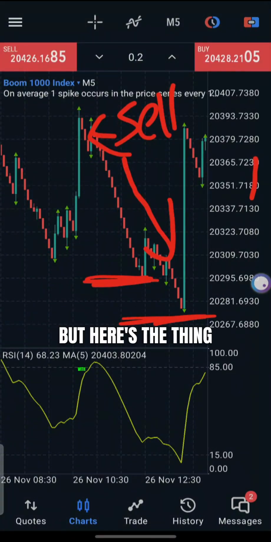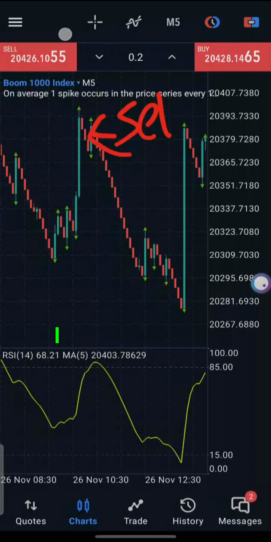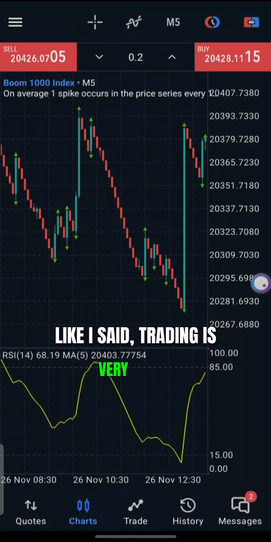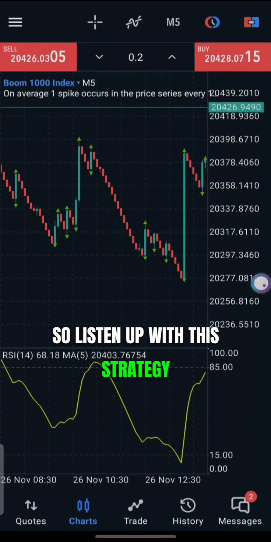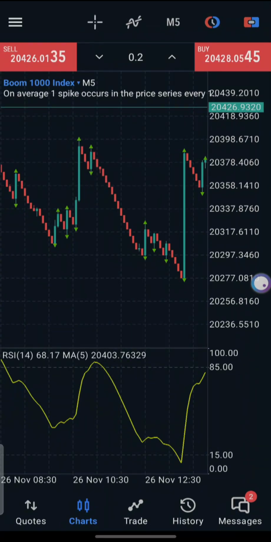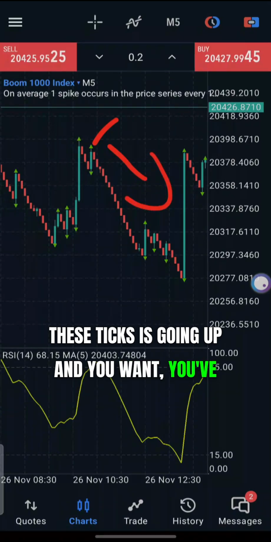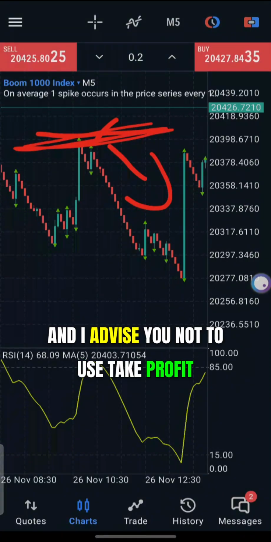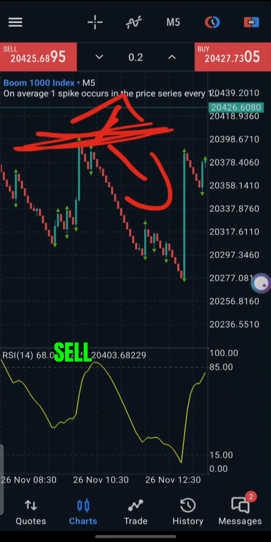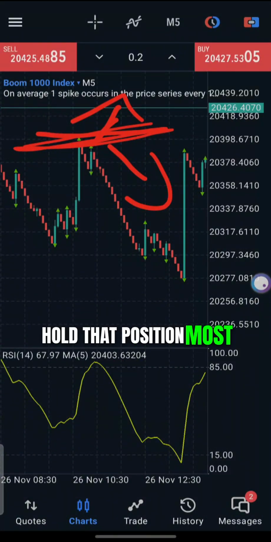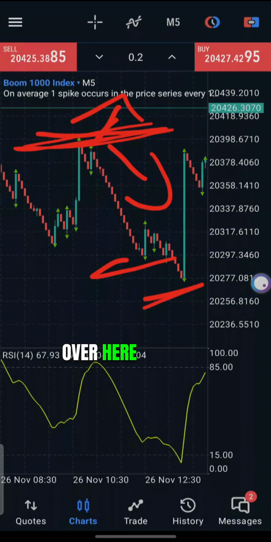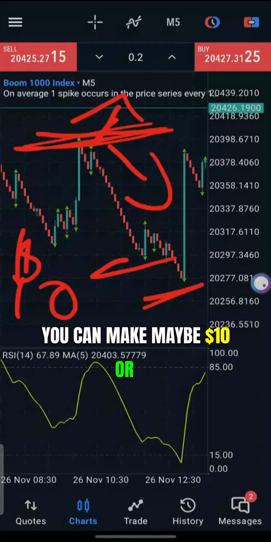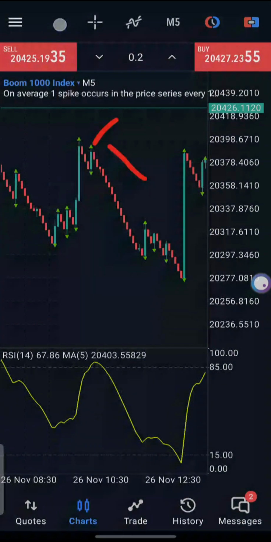But here's the thing with this strategy, I don't want to lie to you. Like I said, trading is very risky. So listen up. With this strategy, once you see that the ticks are going up and you've opened a sell, close that trade immediately. And I advise you not to use a take profit. If it's going up like this and you've taken a sell, close the trade. Once you see it going down, hold that position. Most likely it will go down and you can take your profits here or here. With the minimum lot size, you can make maybe $10 or $5 depending on your lot size.